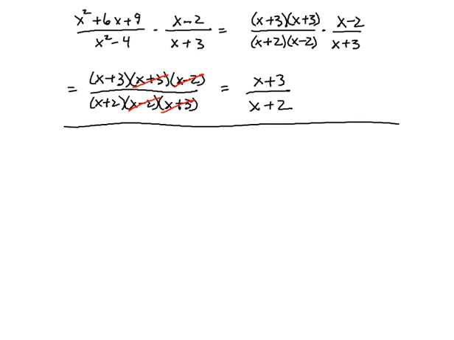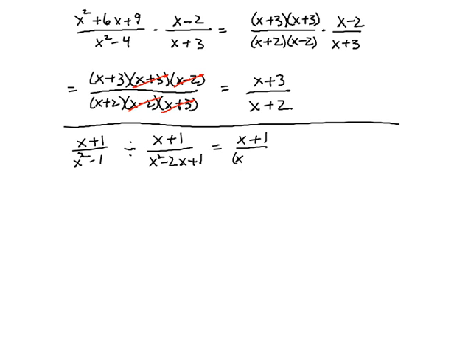Now another example, a division problem. Let's say we have x plus 1 over x squared minus 1 divided by x plus 1 over x squared minus 2x plus 1. In division, the thing to remember in dividing two fractions is you take the first fraction and multiply it by the reciprocal of the second fraction. So my next step is to do that, to turn it into a multiplication problem.